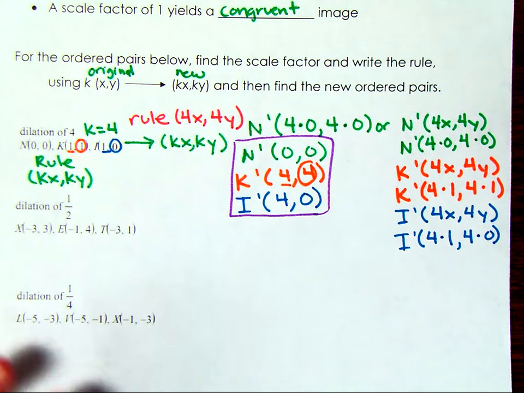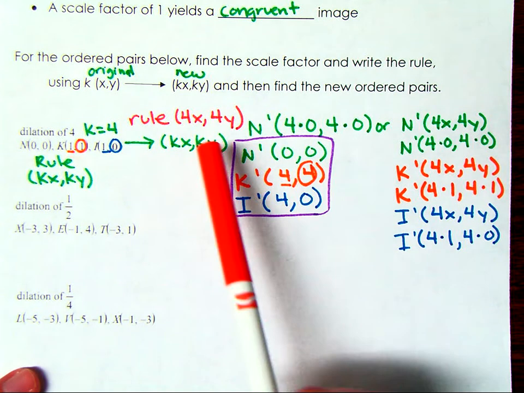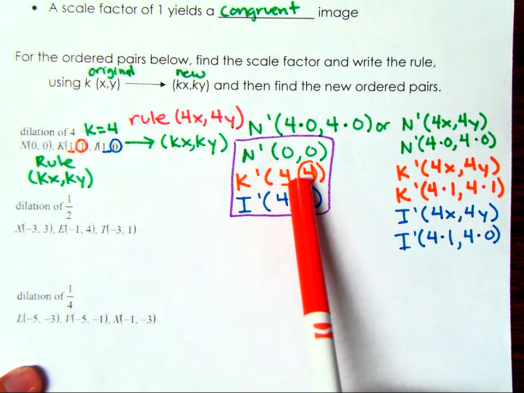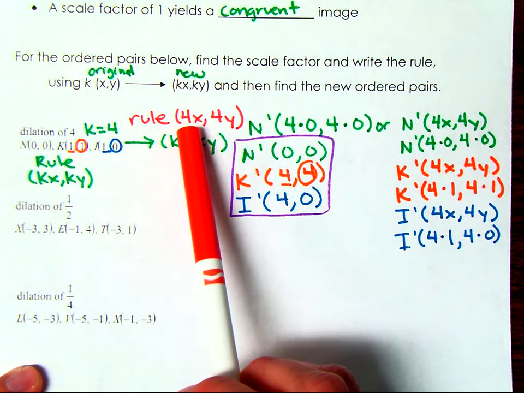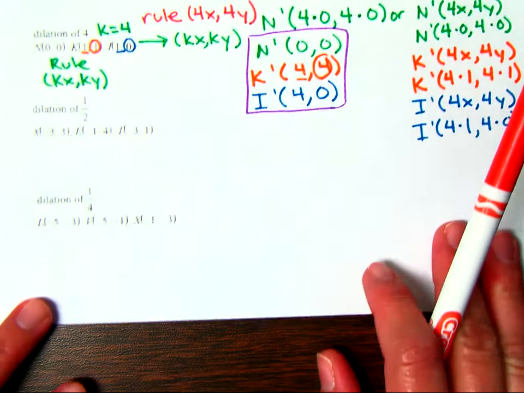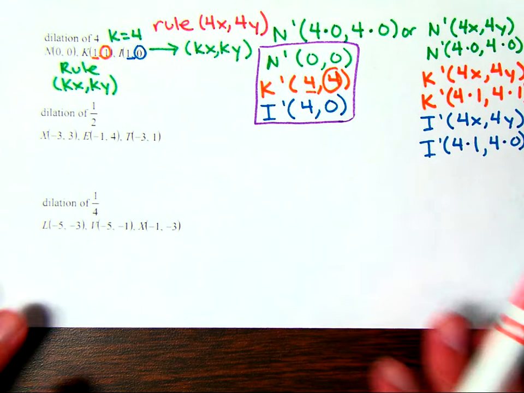So you have to be very careful on what the question is asking, because we need to make sure that you're understanding. If they ask for the rule, this isn't the rule. If they ask for the ordered pairs, that's not the ordered pairs, that's how you're finding them. Alright, let's keep going and see how we can do these other two examples.